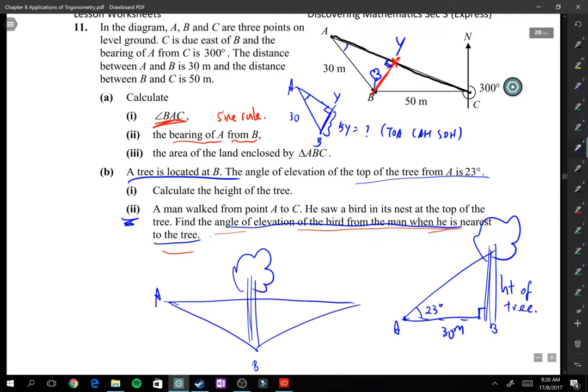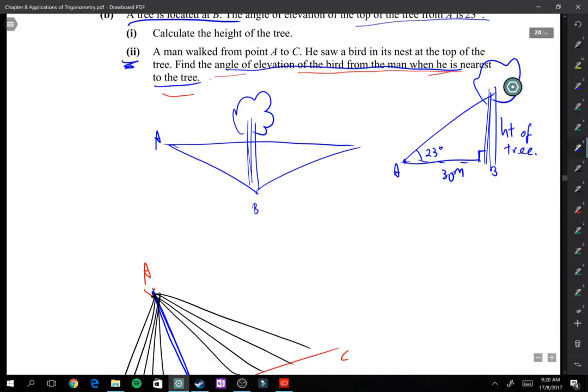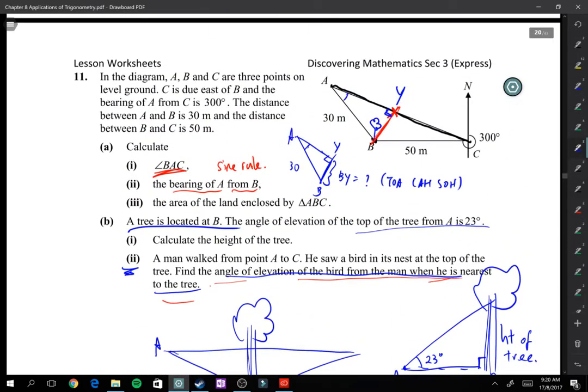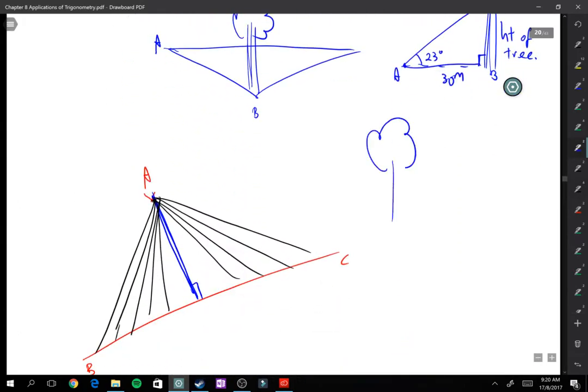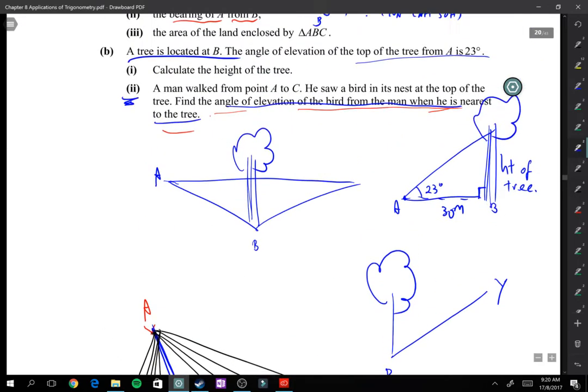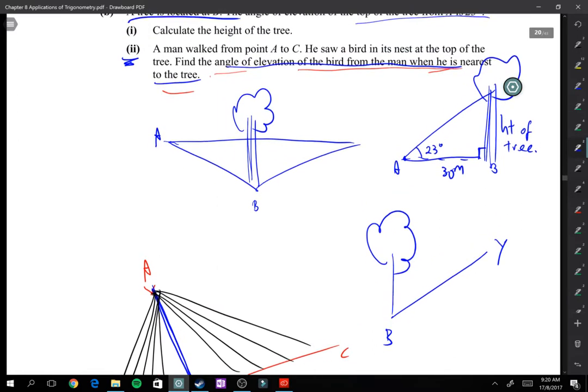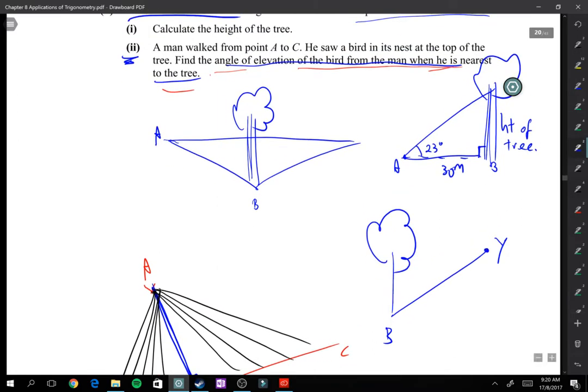Okay, now after we find BY, then what? This is what's going to happen. I have a tree at B, right? And this is point Y. So the man is at point Y now, and he's looking up. So the line of sight is along this line and he looks up, and they want you to find theta.